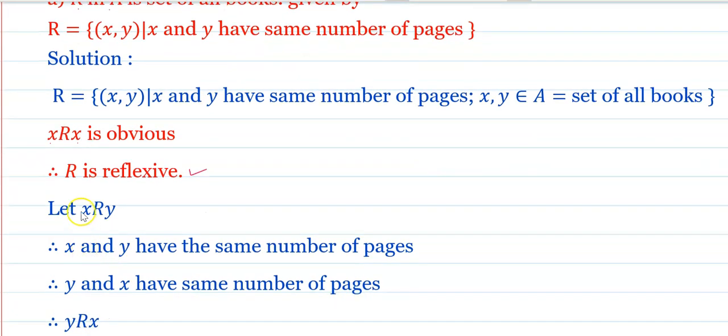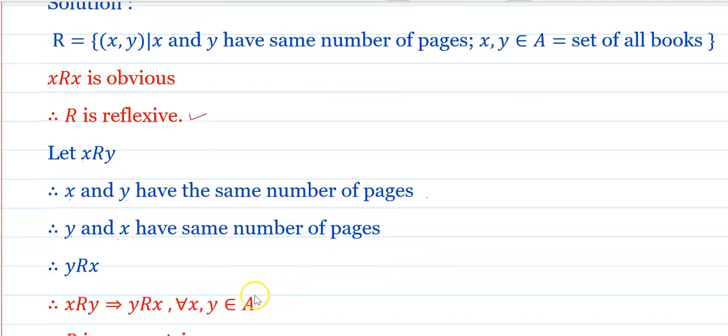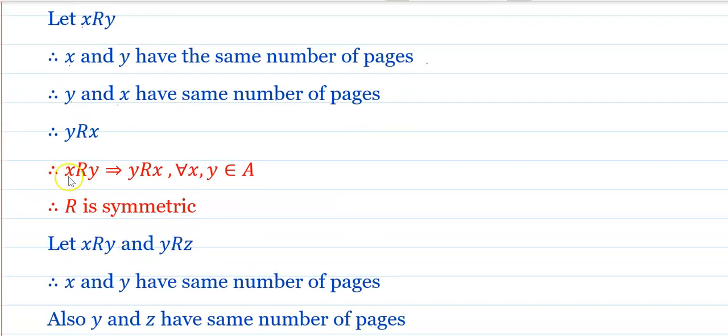Now next, xRy. x and y both have the same number of pages. It implies that y and x have the same number of pages. Therefore, xRy implies yRx for every x, y belongs to A, and hence R is symmetric.